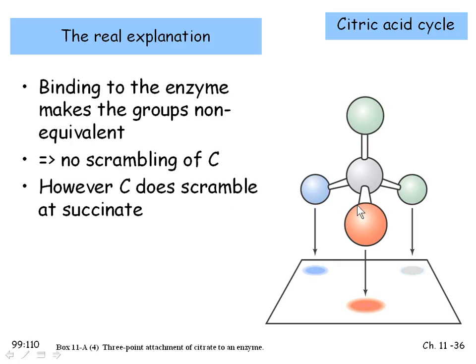That when the citrate bound to the surface of the enzyme, those groups were no longer equivalent. That there were some that were in contact with the enzyme and some that weren't. So these two green ones are in a mirror symmetrical relationship to each other, but the blue one and the red one can only contact the enzyme at the blue patch and the red patch. And so that forces one of the two green ones down. The other one can't go down. And so the surface of the enzyme is the structural basis for having that limitation.